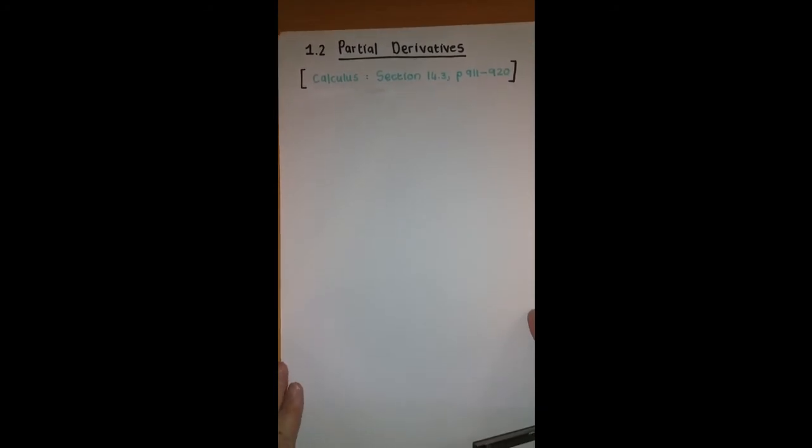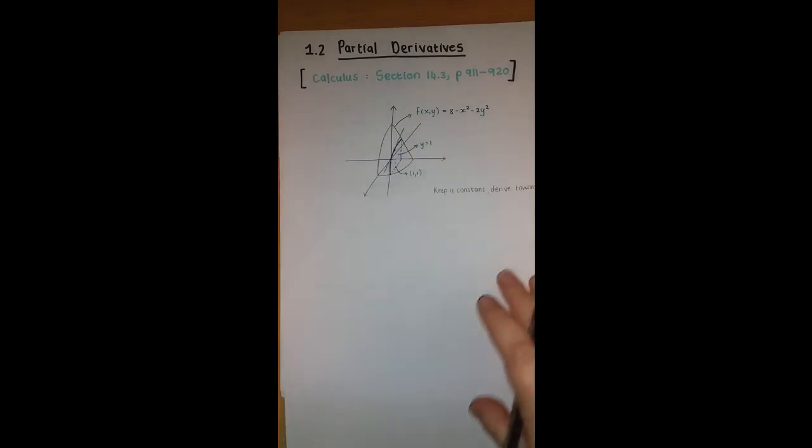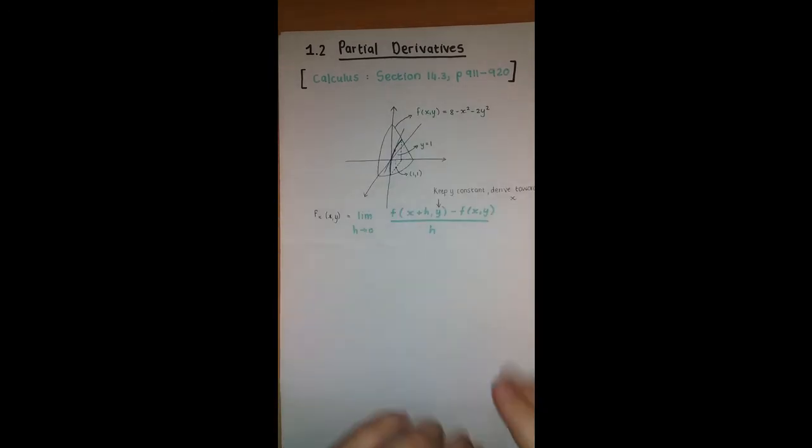So now that you know about functions of several variables, we will go on to theme 1.2, which is on partial derivatives. You will find the theory section of this in your calculus textbook, section 14.3, pages 911 to 920.